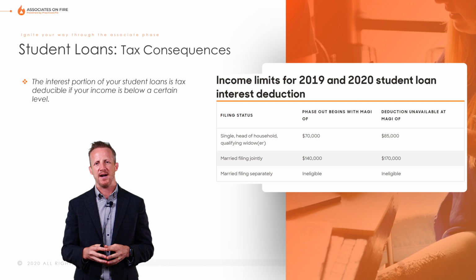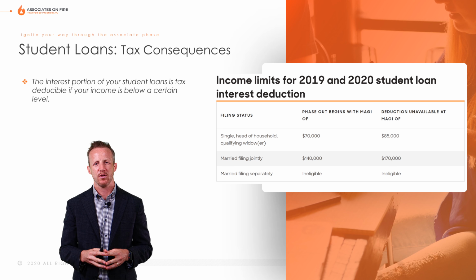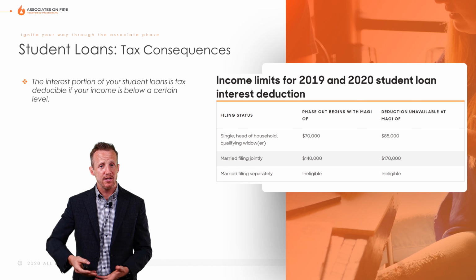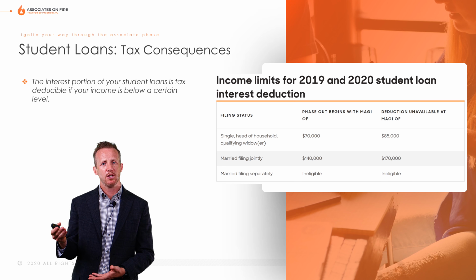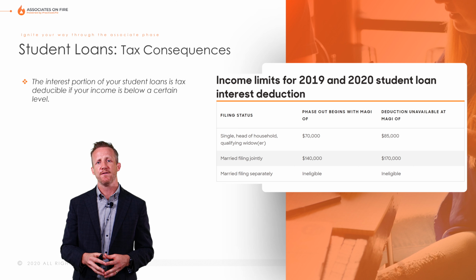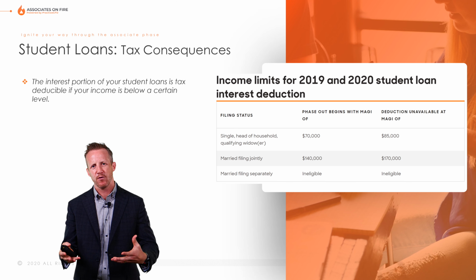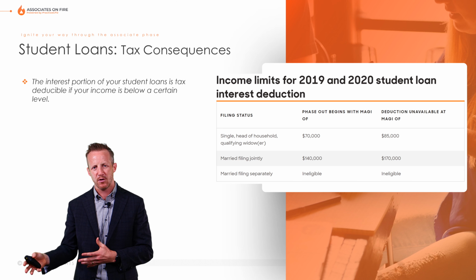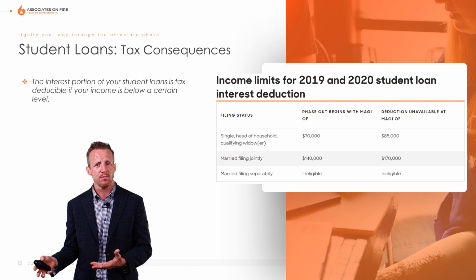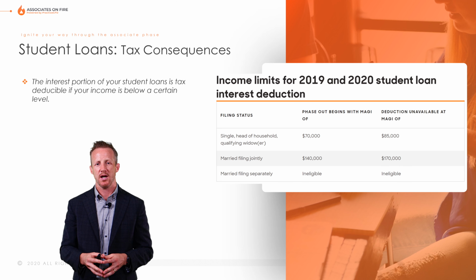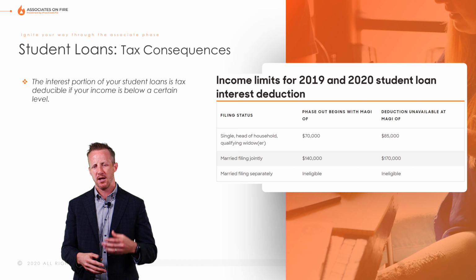MAGI stands for your modified adjusted gross income. Don't worry about exactly what that means. Let's just say your income to keep it simple. If you're married, then you get a little bit more, actually. You get twice: $140,000 of income if you're married, meaning you can have income of $140,000 or less. So if you're out of school and you have maybe a stay-at-home spouse who's not working, it's very possible you may earn less than $140,000, in which case you would get a deduction on the interest portion of your student loans.